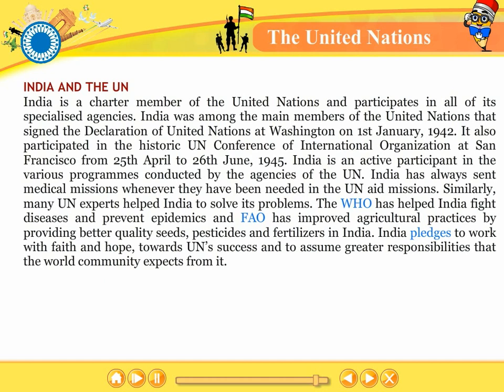India is an active participant in the various programs conducted by the agencies of the UN. India has always sent medical missions whenever they have been needed in the UN aid missions. Similarly, many UN experts helped India to solve its problems. The WHO has helped India fight diseases and prevent epidemics, and FAO has improved agricultural practices by providing better quality seeds, pesticides and fertilizers in India. India pledges to work with faith and hope towards UN success and to assume greater responsibilities that the world community expects from it.